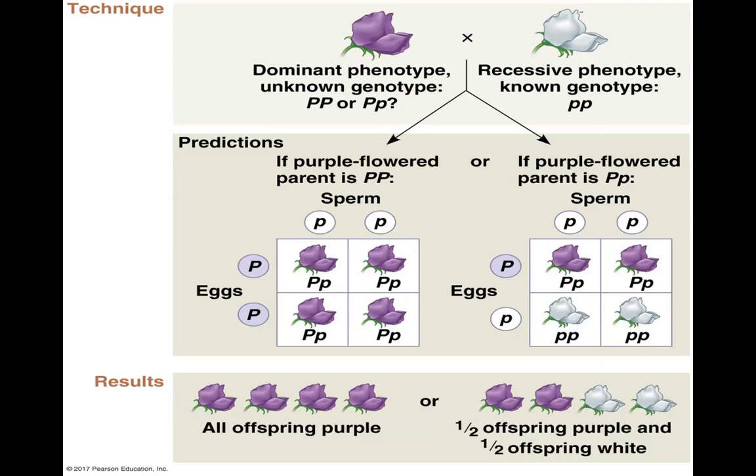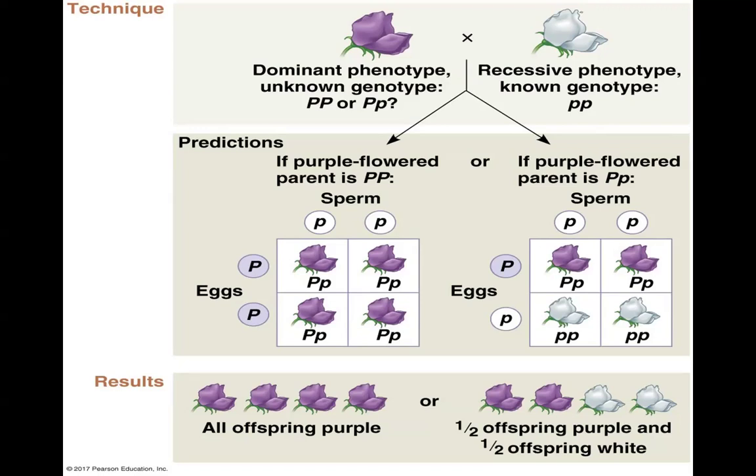In the second scenario, we would consider the unknown parent to be heterozygous, big P, little p. If that were true, then the gametes produced by that individual would be half of them having the dominant allele, big P, and the other half would have the small allele. Similarly, we are doing a test cross, so the gametes produced by the other parent would simply be little p, because we're crossing it with a homozygous recessive individual, and those are the only gametes that individual can produce.